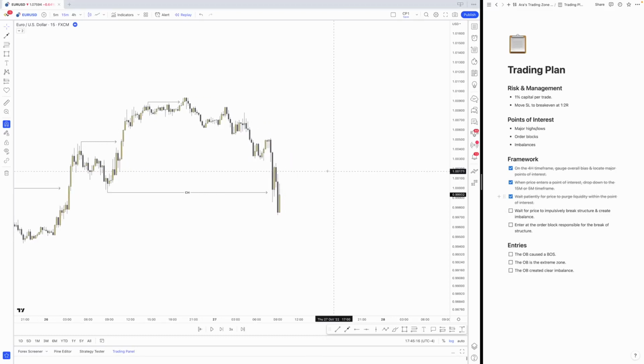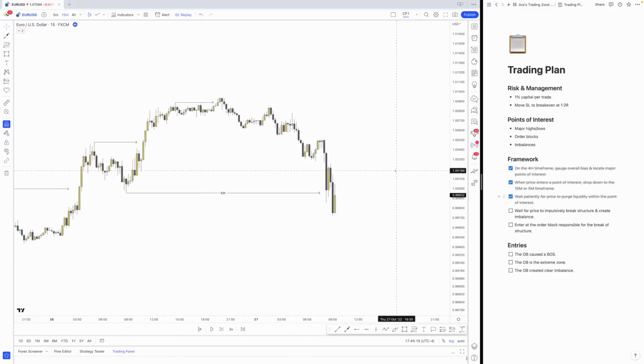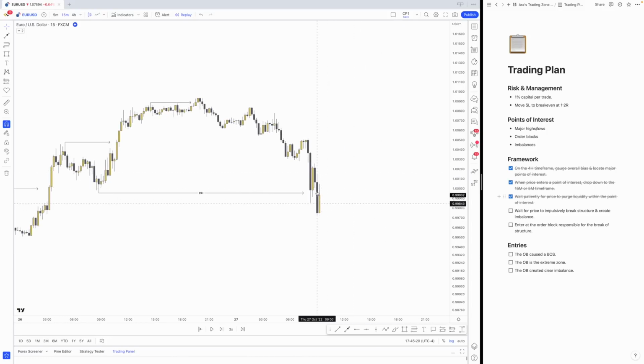Well, let's check. Do we have any imbalance created here? Let's zoom in a little bit. So the point of origin for this bearish move that broke structure would be this order block right here.